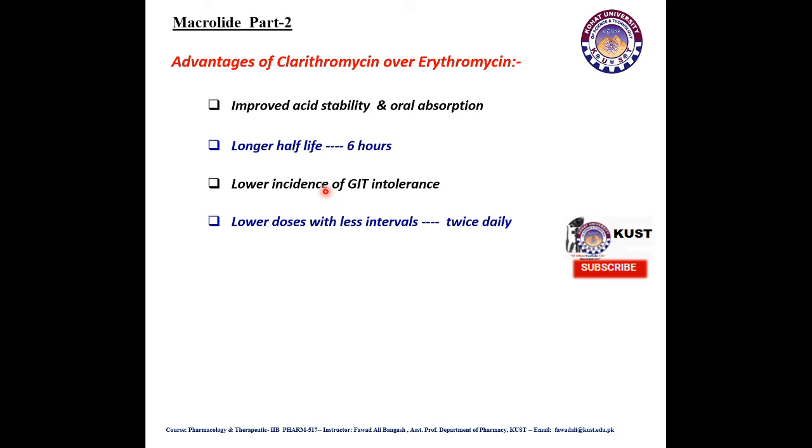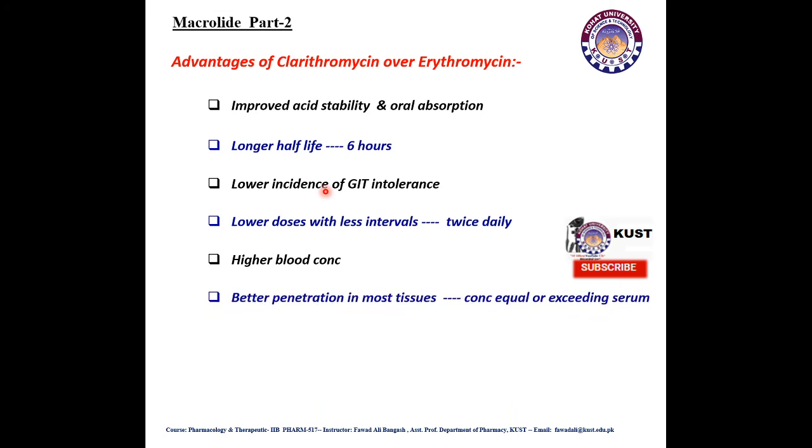Lower doses with longer intervals, twice daily. For example, we gave erythromycin mostly 3 times a day or 4 times a day, so the dose of azithromycin is lower and also given at less frequent intervals. They have higher blood concentration as compared to erythromycin, and a bit better penetration in most tissues. Tissue concentration mostly exceeds the serum concentration.